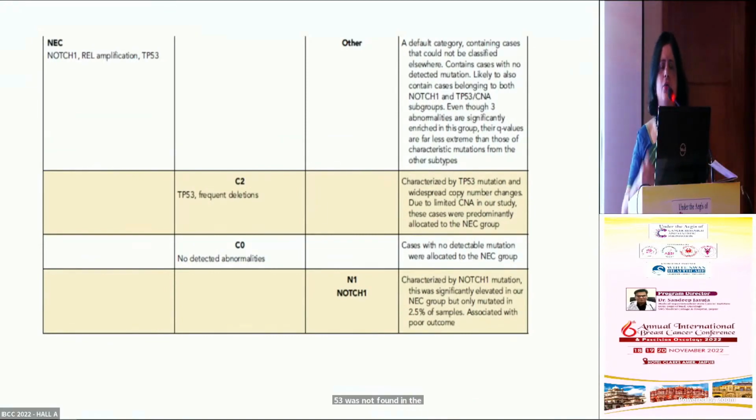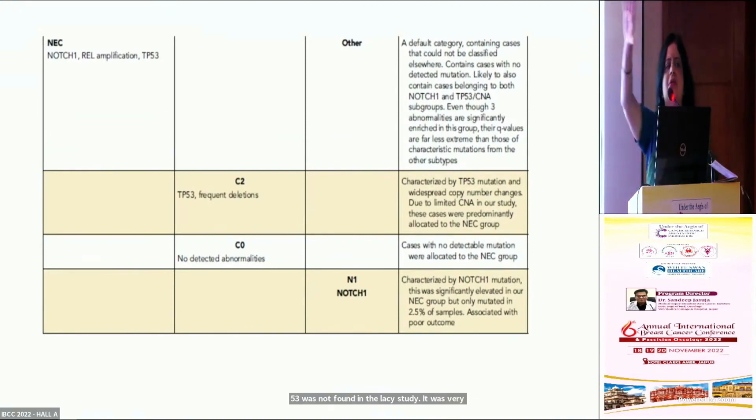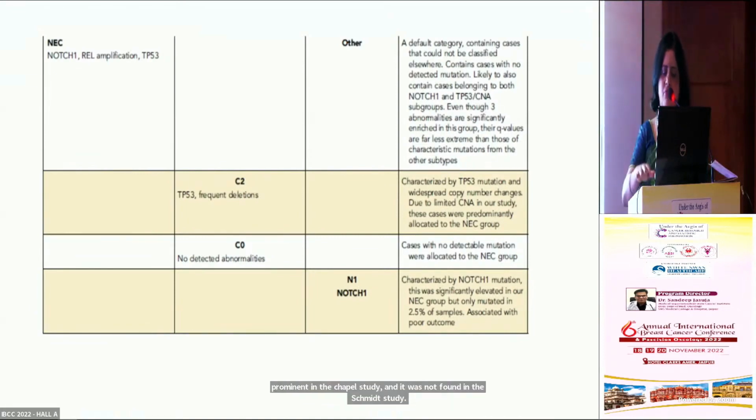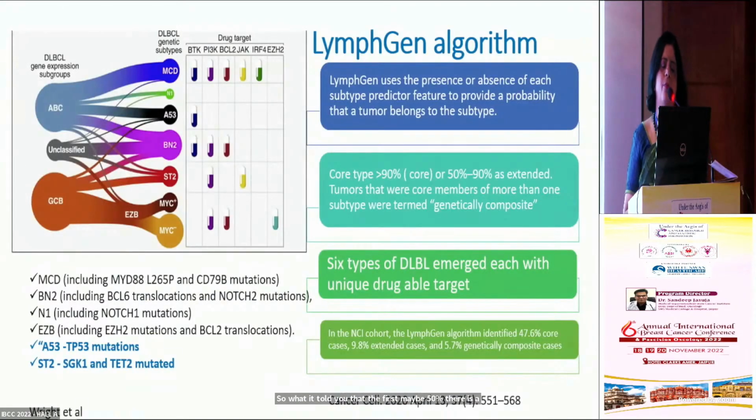So what it told you is that for the first maybe 50% there is a match, but when it comes to the terminal 50%, there's a little bit of a problem. This is another study. This is the LymphGen algorithm. Now, like how you have IPI predictors available, this is available. It's a web-based program.